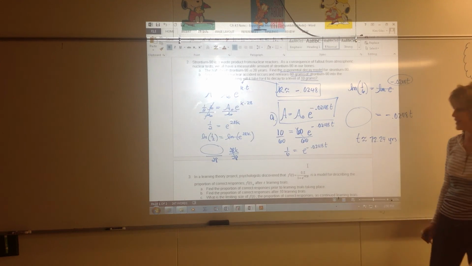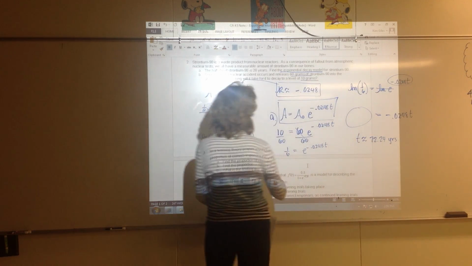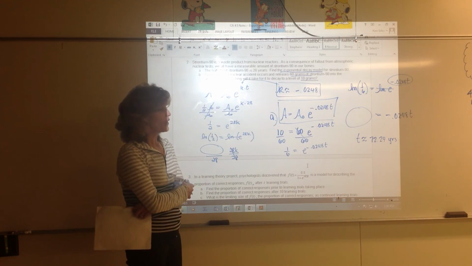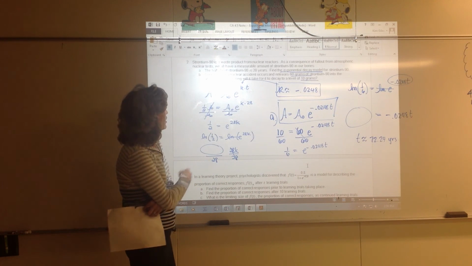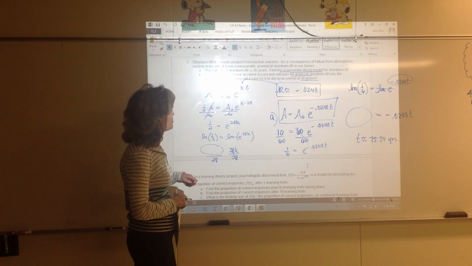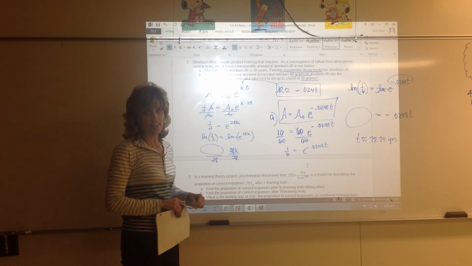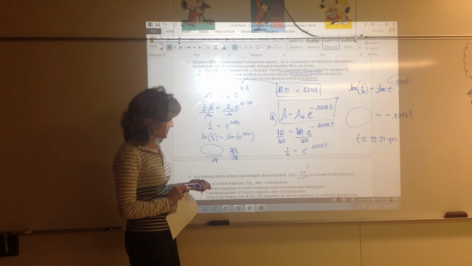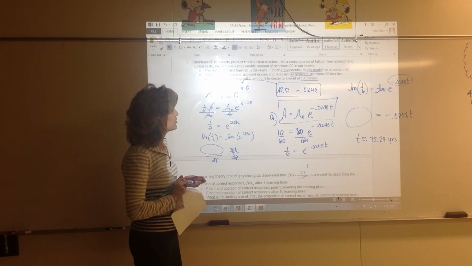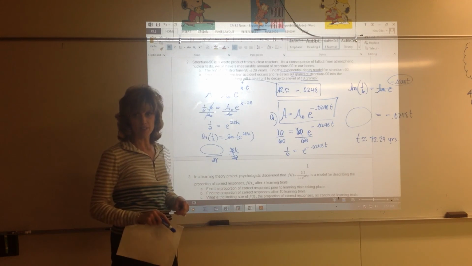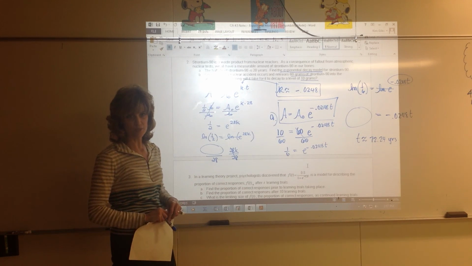So strontium-90 is bad stuff because it takes a long time. And whatever you have, if some got released into the atmosphere, if 60 grams got released into the atmosphere, it's going to take 72 years for that 60 grams, not to totally go away, but to just decay down to 10 grams.